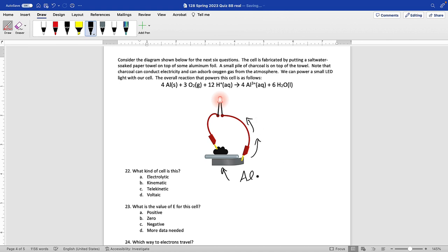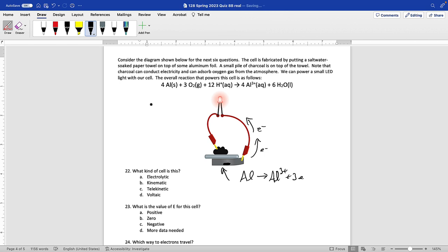So if we think about this half cell, we've got aluminum going to aluminum 3 plus and 3 electrons. And those electrons are going to go up through this wire. As the ions diffuse into that paper towel, they're leaving behind their electrons, and so that's going to make this have a negative charge because we're dumping electrons on it. Let's look at the other side.